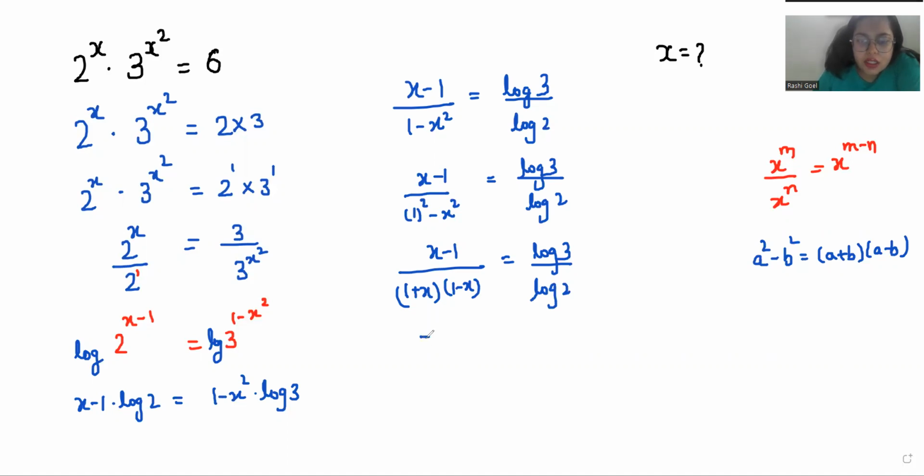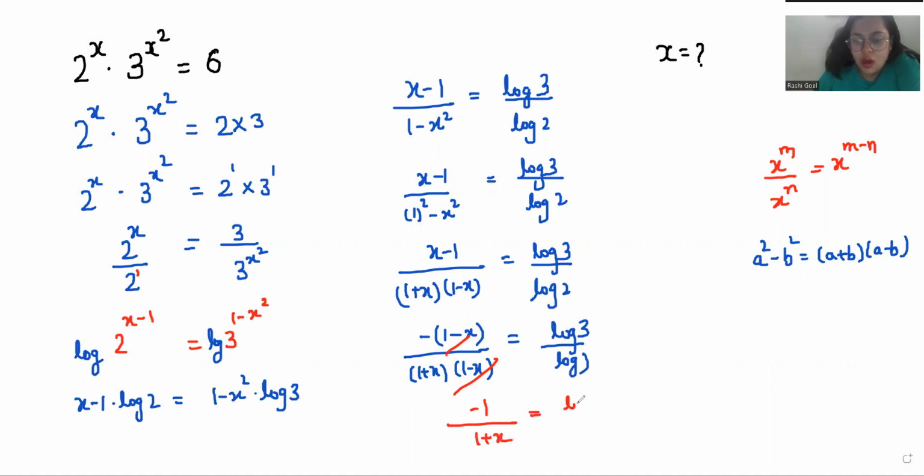Now from the numerator, if I take the negative sign as common, it becomes −(1−x) by (1+x)(1−x) is equal to log 3 by log 2. Now from numerator and denominator, we can eliminate 1−x from 1−x. So −1 by (1+x) is equal to log 3 by log 2.